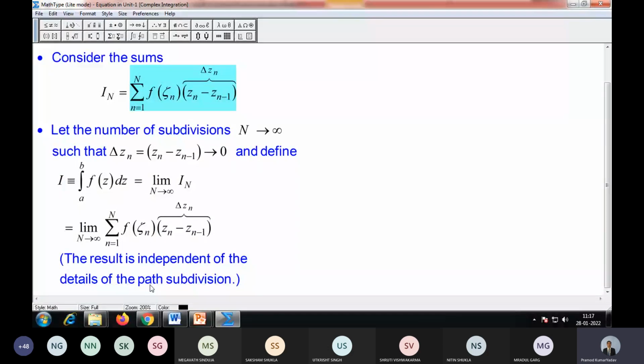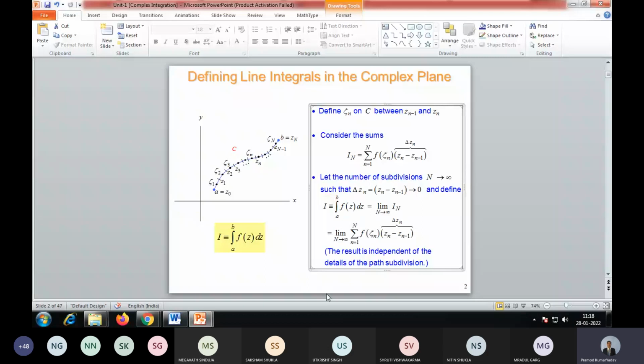The result is independent of the details of the path subdivision. We are not going to think about that one. So this is known as the line integral of the complex variable in the complex plane. So this is the basic concept about the line integral.